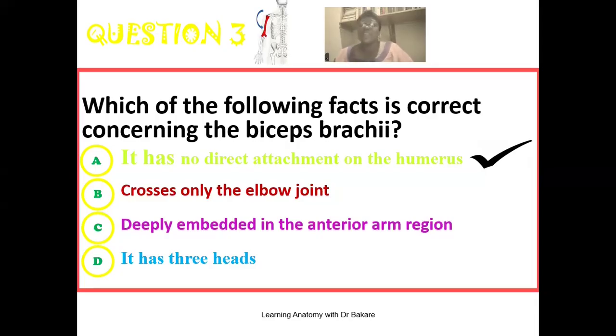Hence, this is incorrect. It is also not seen to be deeply embedded in the anterior arm region. It is a superficially placed muscle in the anterior arm region. This muscle is also not seen to have three heads. It is a two-headed muscle, and this is why it is named biceps brachii. Hence, this is also incorrect. Hence, the correct option is the fact that it has no direct attachment on the humerus.